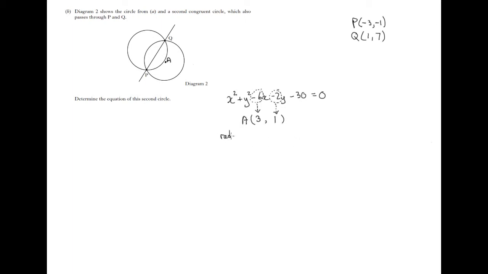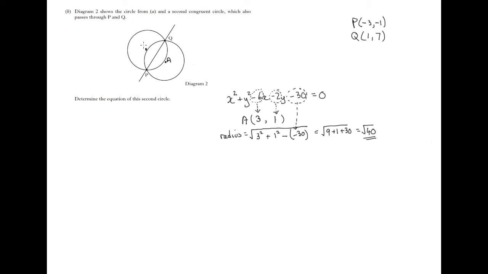The radius can now be obtained by taking the square root of this x coordinate squared plus this y coordinate squared minus whatever the constant term is up here. And in this case, it's minus 30. So that gives us the square root of 9 plus 1 plus 30. That's the square root of 40. So that will be the radius not only of this first circle, but also the second circle.